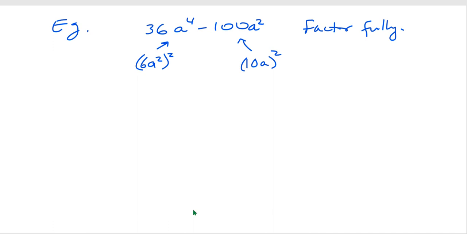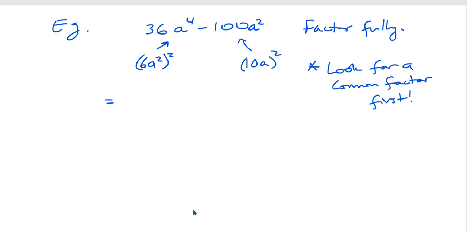However, notice the first thing we should always be doing is look for a common factor. So I'm going to write over here, look for a common factor first. And I see that there is one. So the best thing to do is to take out the common factor first. That will make our number smaller to work with. Between 36 and 100, the only common factor I think is 4. Well, there's 2, but 4 is bigger. And then a to the 4th and a squared, I can take out an a squared. So this now leaves me with 9a squared minus 25.